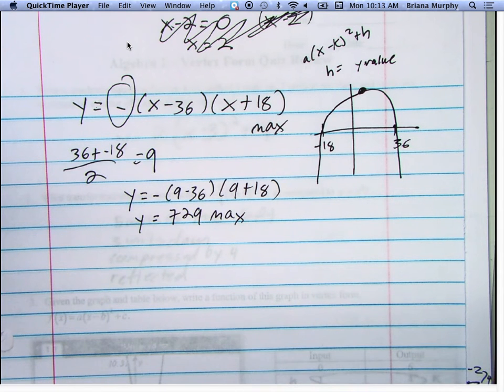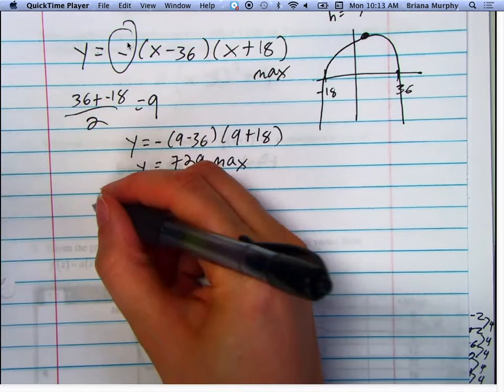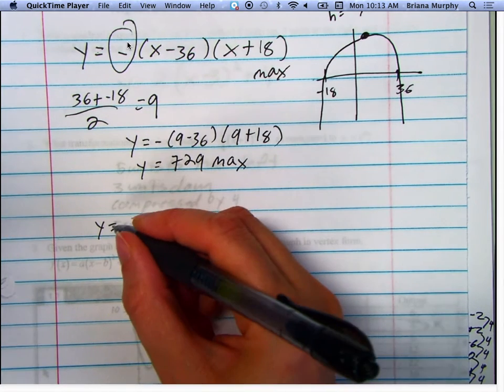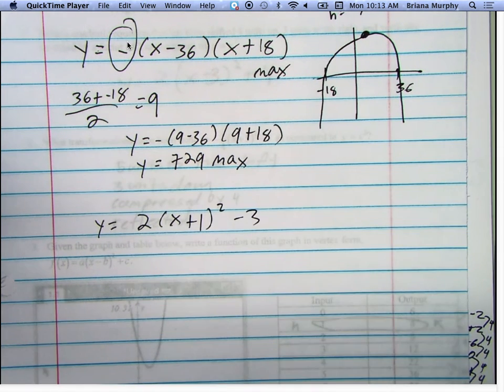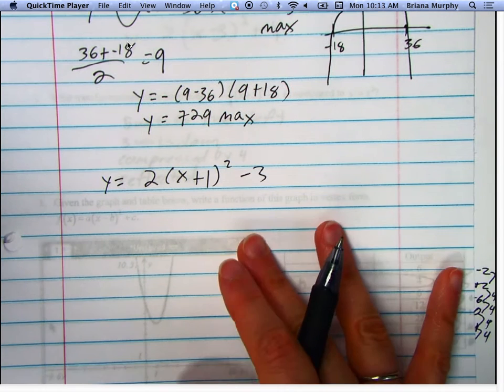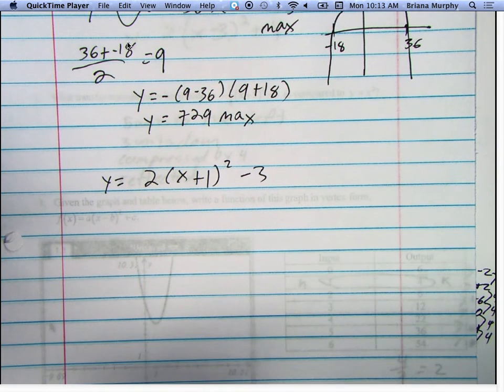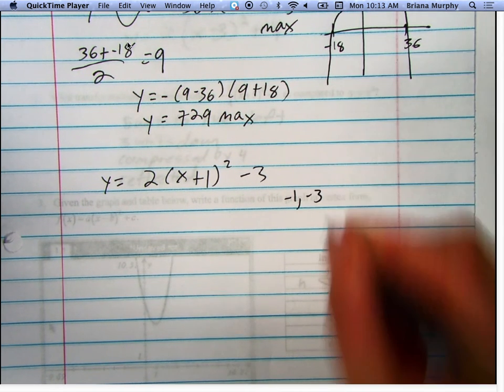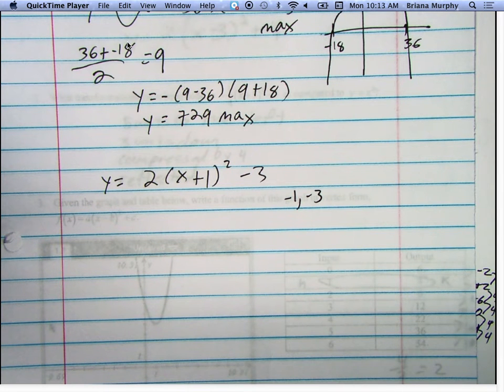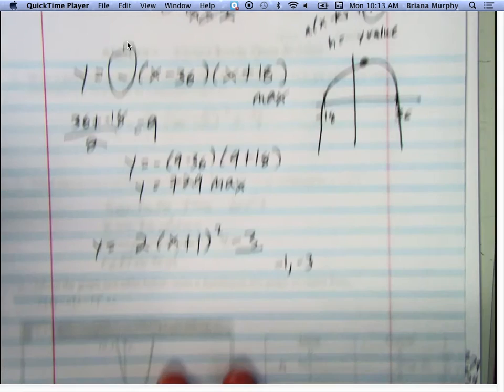Okay, let's look at a different one. What if I have just y equals 2 times x plus 1 squared minus 3? What's my max or min for this one? Yes? Your vertex would be negative 1, negative 3. So my vertex would be negative 1, negative 3. But what is my max or min? Remember, it is the h value that we said right here. The h value, which is negative 3.